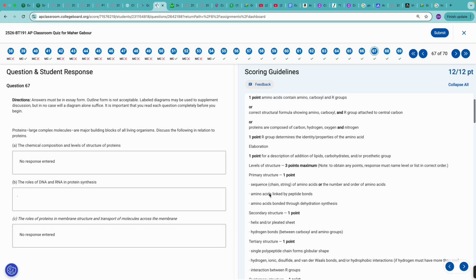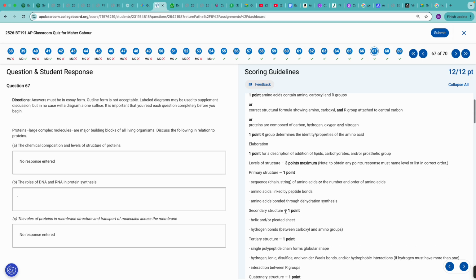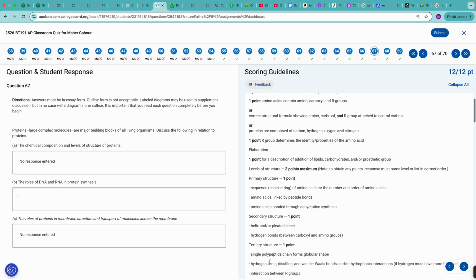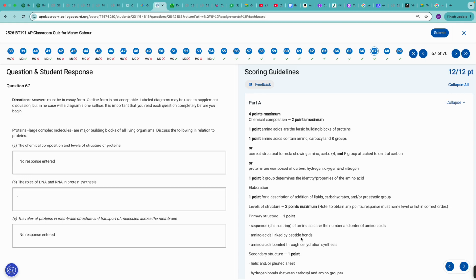What? Guys, I tell you to take 1 point from here and 3 points from here. I feel like that's way easier. Actually, no. Take 2 points from here and 2 points from here, which is actually way easier. You can just say that amino acids are the building blocks of proteins, and then say that proteins are composed of carbon, hydrogen, oxygen, and nitrogen, which I've been yapping about for all of the video. So proteins are composed of that, and amino acids are the building blocks of proteins. And then the roles of DNA and RNA in protein synthesis.